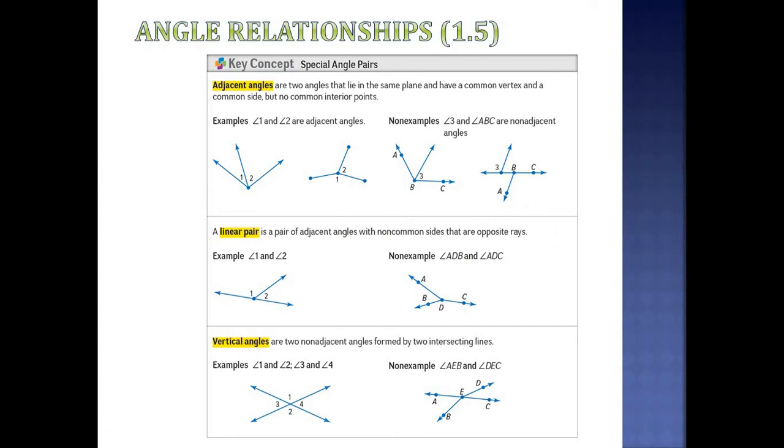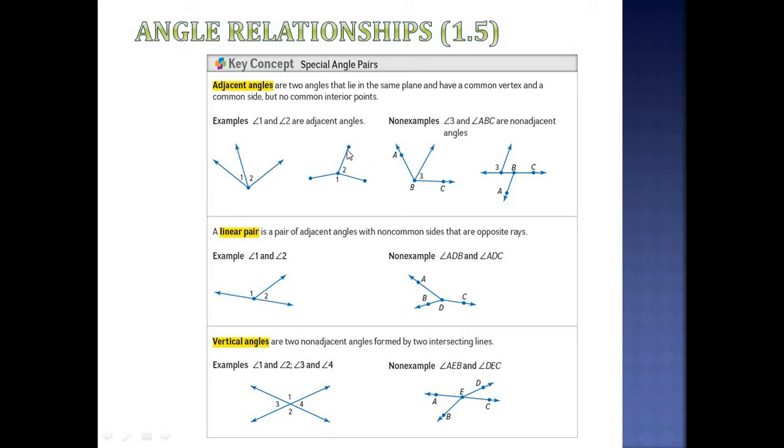Three special angle pairs: adjacent angles, linear pairs, and vertical angles. Adjacent angles are two angles that lie in the same plane and have a common vertex and common side, but have no common interior points. So if we look here at our examples, angles 1 and 2 are adjacent angles. Angles 1 and 2 share this vertex right here, and they share this side here.